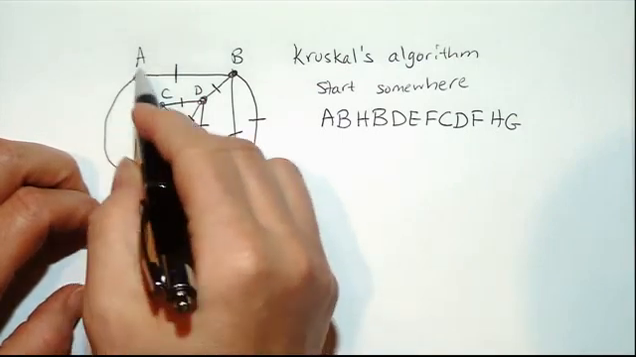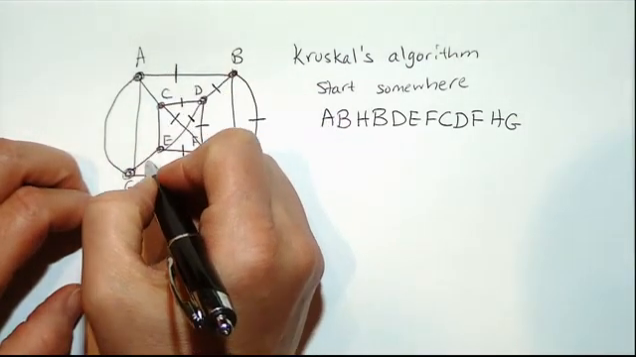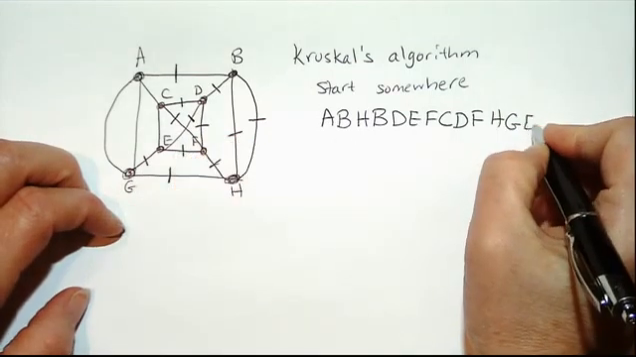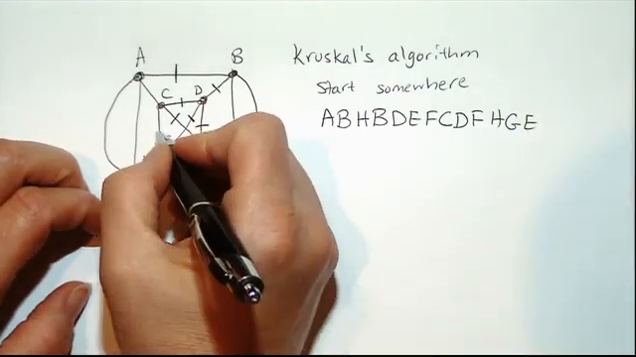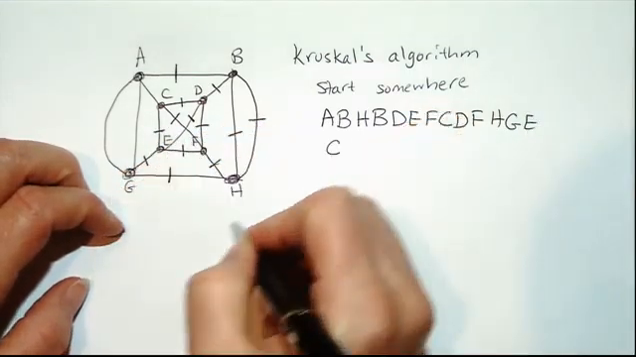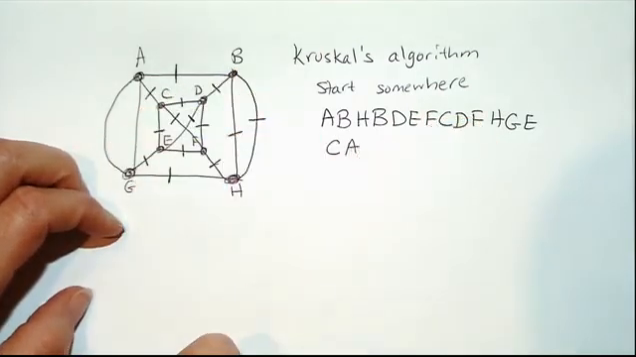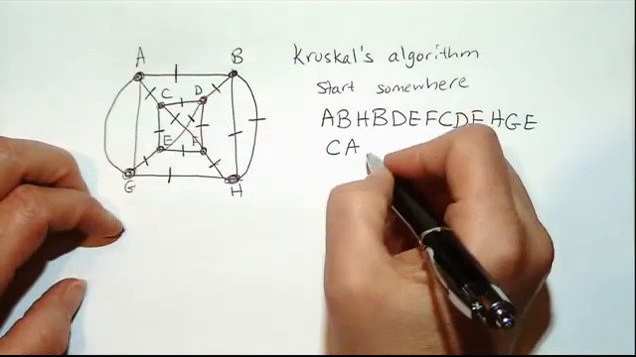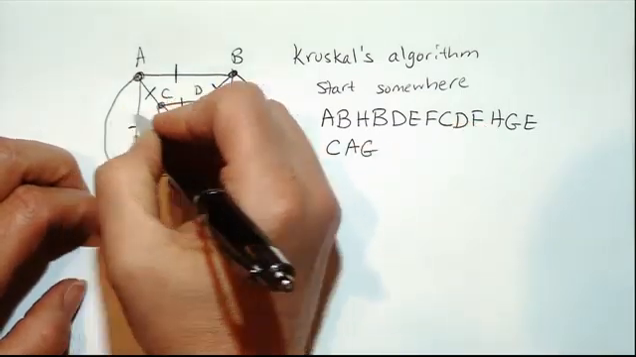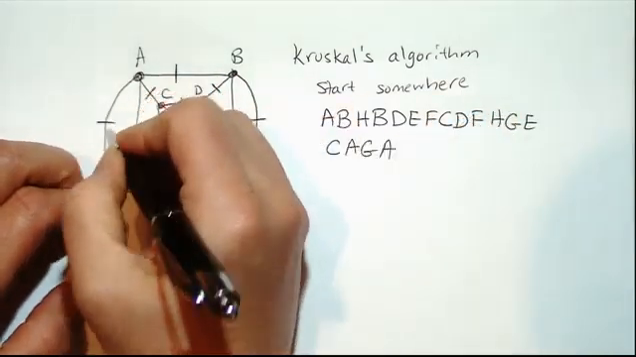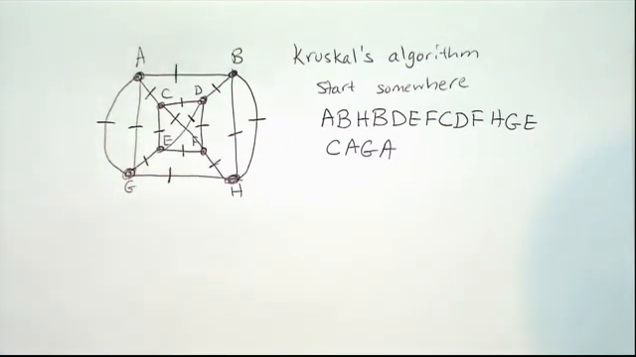Now I have a couple of choices. It still doesn't matter where I go. Let's go to E. E only has one choice. I have to go to C. Once I'm at C, only one choice goes to A. And then once I'm there, I have to go to G. And then I can go back to A. It is literally that easy. You just pick edges. If you get stuck somewhere and you still have some nodes you haven't been to, then go back a step.